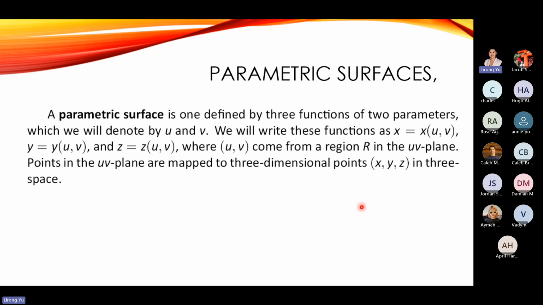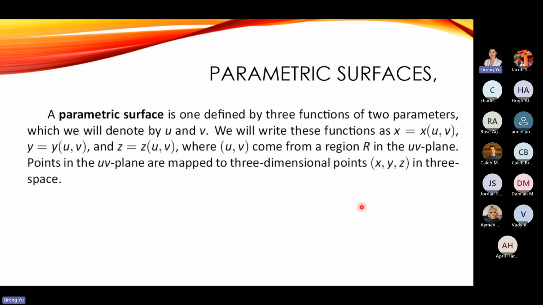So let's try to name the parametric surface. A parametric surface is one defined by three functions of two parameters. We are trying to compare that with the parametric equation of a line, or the parametric equation of the motion of a curve. The parametric equation of a curve has already been talked about and studied in chapter 11.